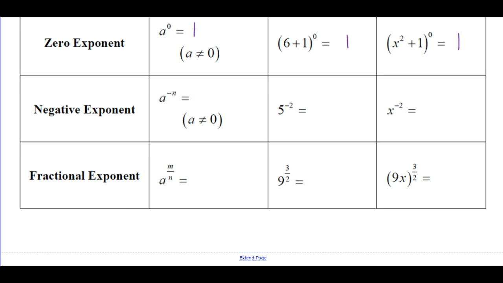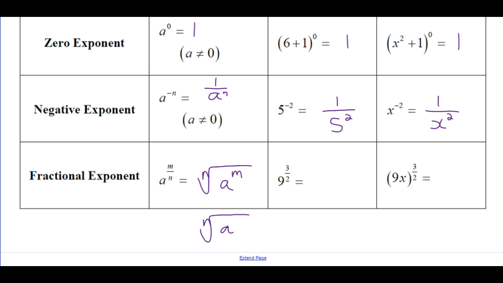Negative exponent means 1 over, so it's 1 over a to the positive n. So we make that exponent positive, but the power moves to the denominator, right? It becomes 1 over. 5 to the negative 2 is 1 over 5 squared. x to the negative 2 is 1 over x squared. A fractional exponent, the bottom number of the fraction is the root. And you can also write this like this.